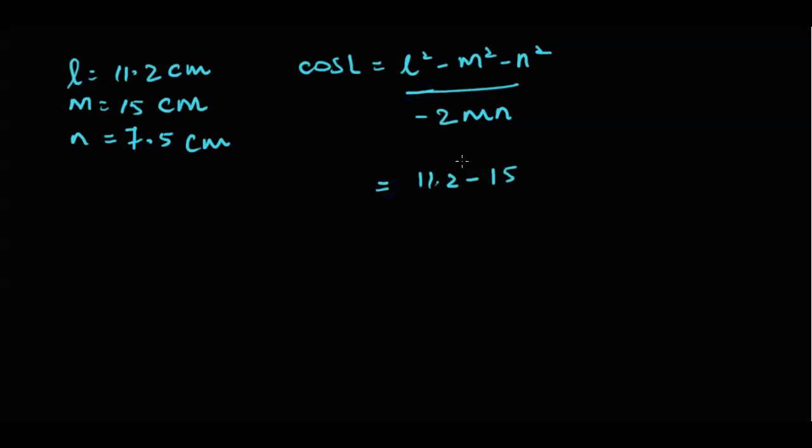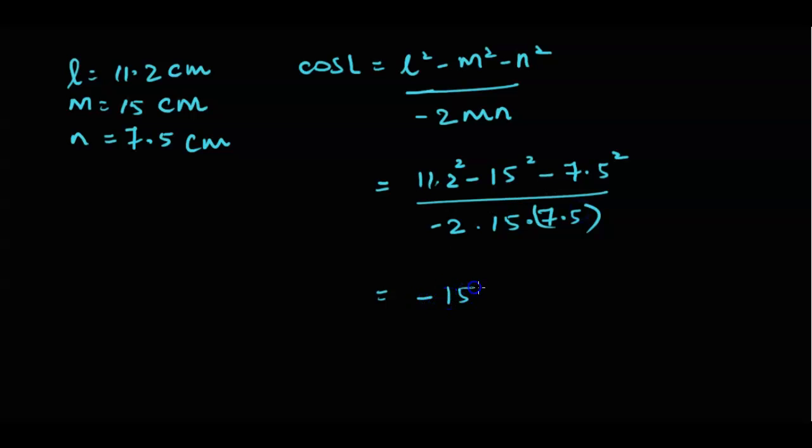So this would give us 11.2 squared minus 15 squared minus 7.5 squared, divided by negative 2 times 15 times 7.5. When we put the numerator on the calculator, we get negative 155.81 divided by negative 225, and this would give us 0.69, that would be equal to cosine angle L.